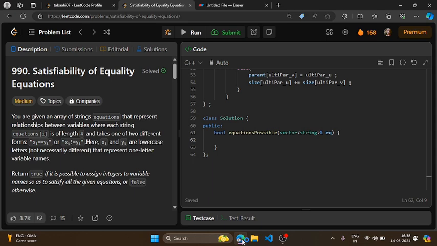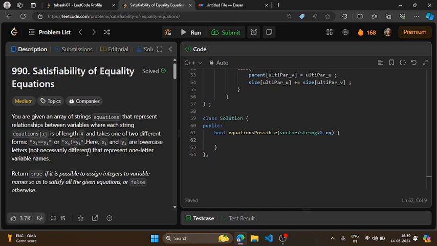So in the question, we are given an array of strings, equations, that represent relationships between variables, right? Each equation will be of the form xi equal yi, or xi is not equal to yi, where xi and yi are lowercase letters of the English alphabet. We have to return true if it is possible to assign integers to variable names so as to satisfy all the given equations. Otherwise, we have to return false.